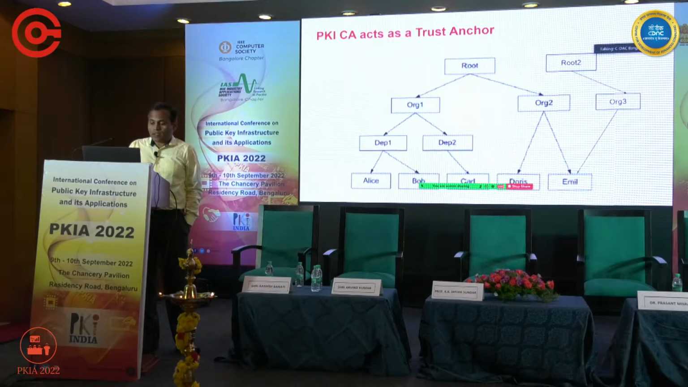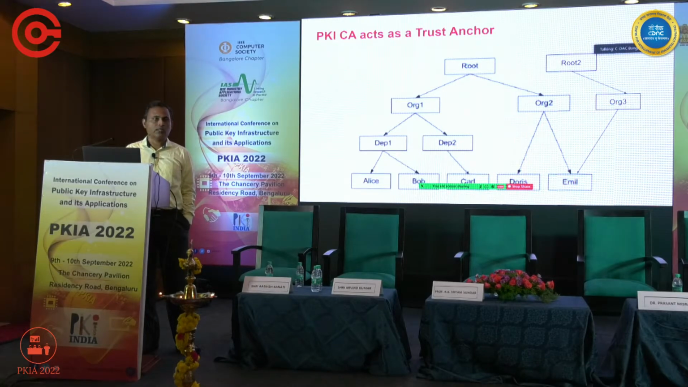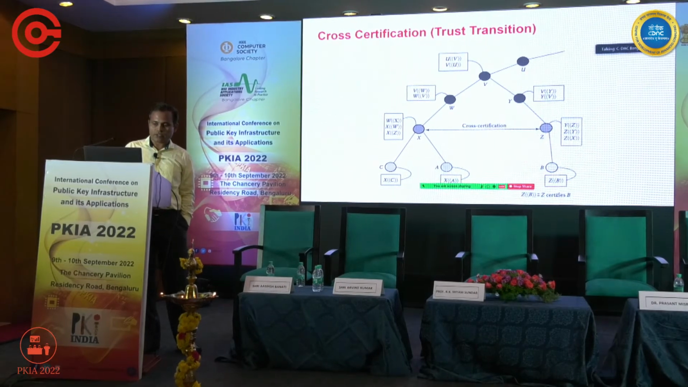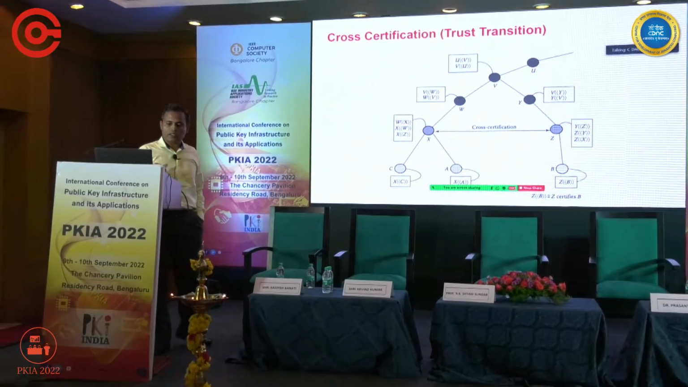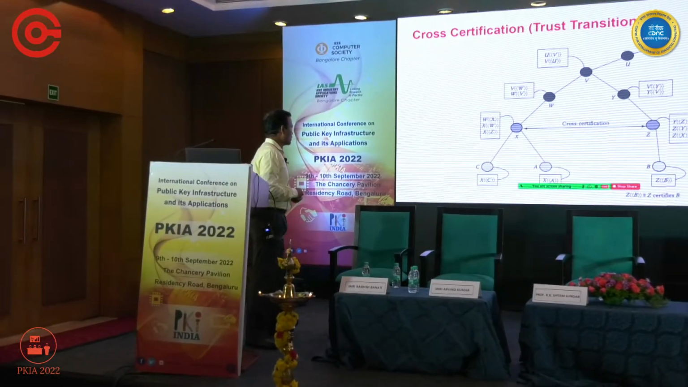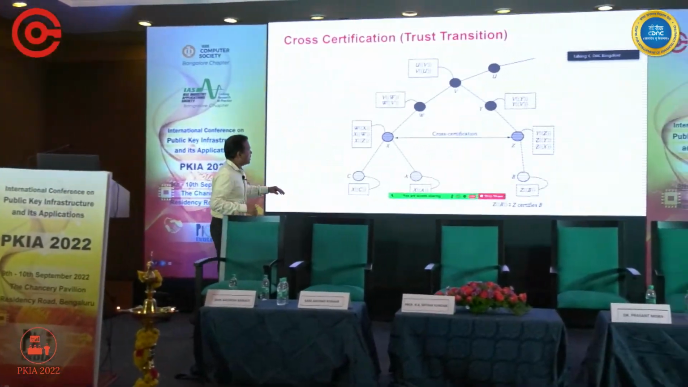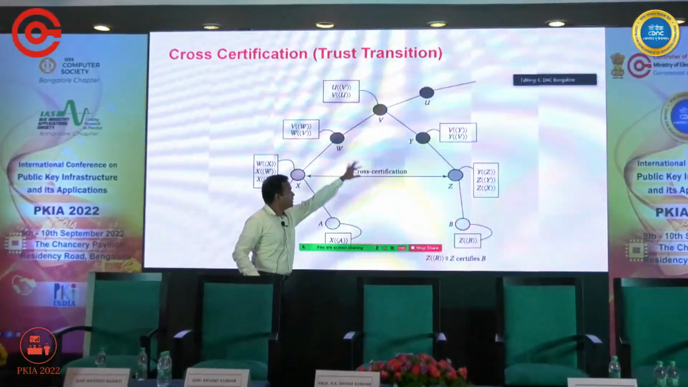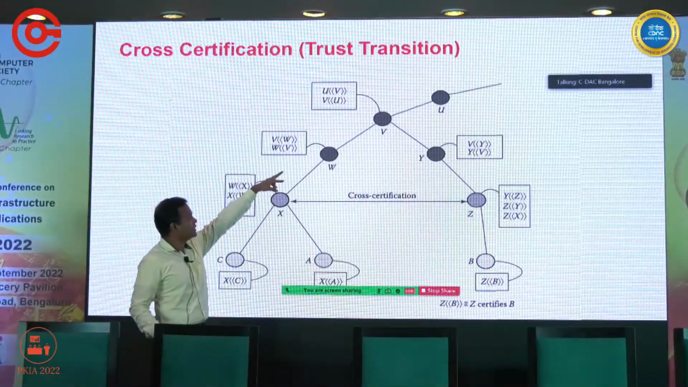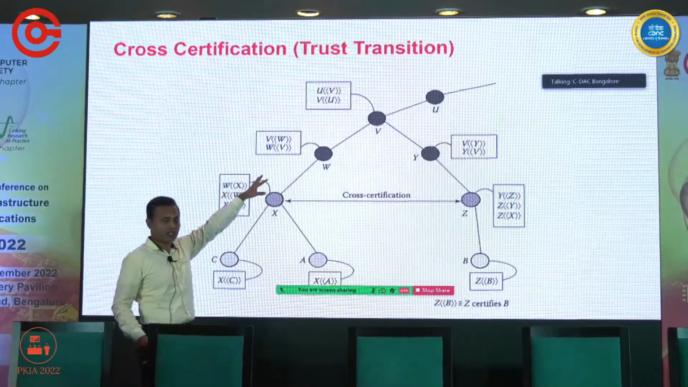And another thing that happens in PKI is cross certification. The entities that are allowed to issue certificates, for example here org1 and org2, can issue certificates to each other, and that is called cross certification. So with that angle bracket notation, what you can see is these are two CAs, these are also CAs. You can see that they have issued certificates to each other.